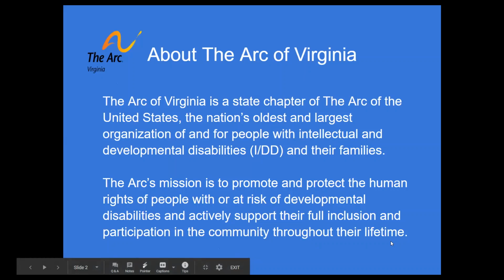The ARC of Virginia is a state chapter of the ARC of the United States, which is the nation's oldest and largest organization of and for people with intellectual and developmental disabilities and their families. The ARC's mission is to promote and protect the human rights of people with or at risk of developmental disabilities and actively support their full inclusion and participation in the community throughout their lifetime.